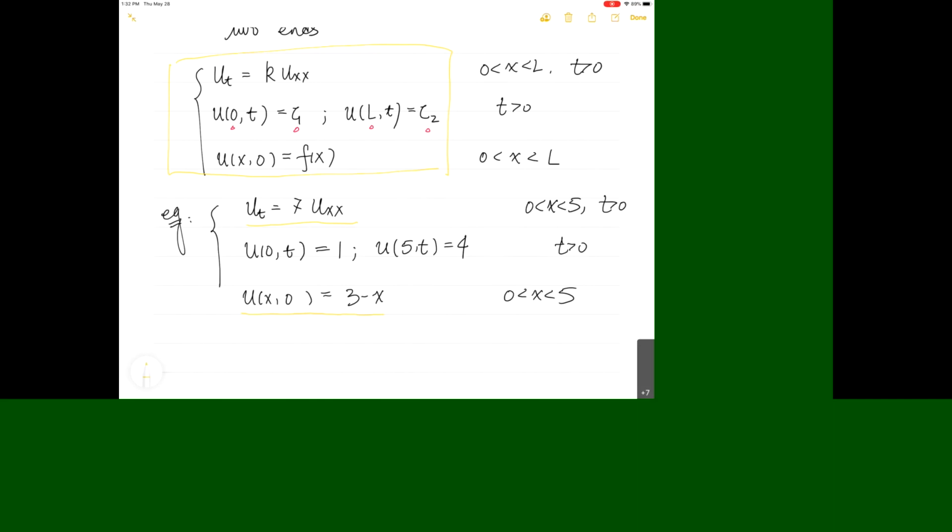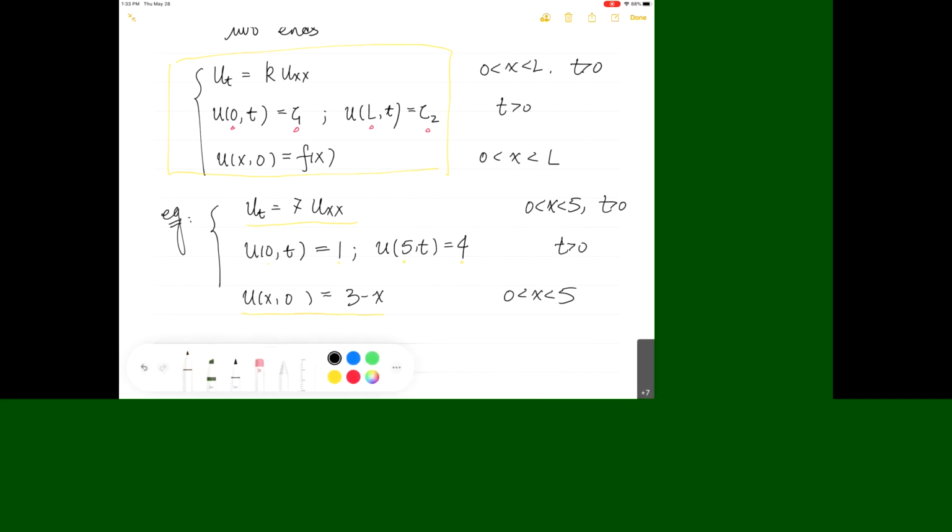So look at the boundary condition. For this unknown function u, when x equals 0, we say the function u equals 1. It's non-zero, it's 1. And what about at the other end? Let's say when x equals 5, 5 is another endpoint, the function u equals 4. So it's another non-zero value. So one end is 1, and the other end is 4. So it's a heat equation with two different values at the two ends.